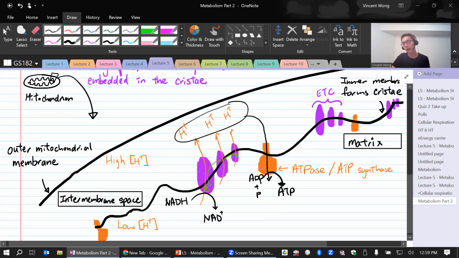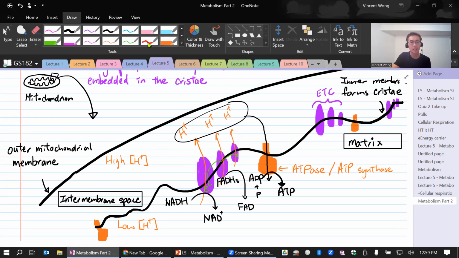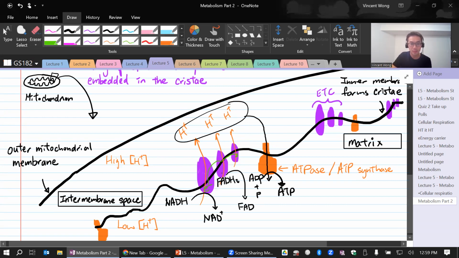Okay? Of course, there is the other energy carrier, which is FAD. FADH2. But FADH2 does not carry as much energy. So instead of depositing the electron on the first protein, it will be depositing it on the second protein. Okay, so it now can only pump fewer H+, and that's why it will generate fewer ATP.